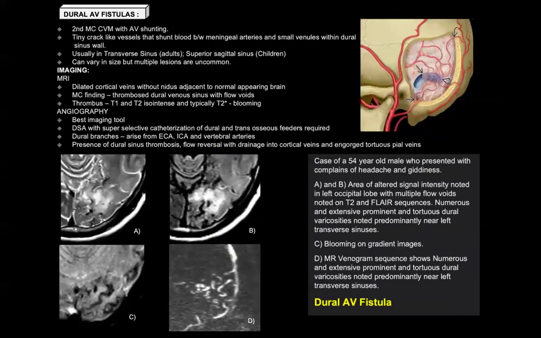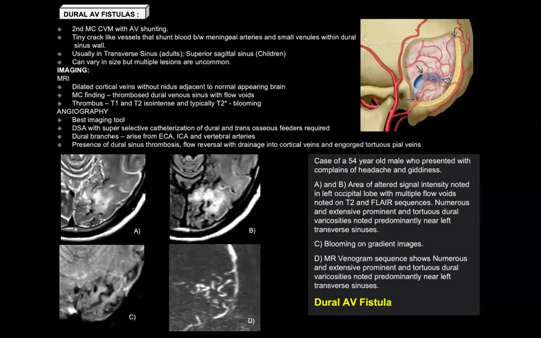Our second case was a case of a 54-year-old male who presented with complaints of headache and giddiness, and imaging showed an area of altered signal intensity in the left occipital lobe with multiple flow voids noted on T2 and FLAIR sequences. GRE sequences showed blooming, and MR venogram showed numerous and extensive prominent and tortuous dural varicosities predominantly near the left transverse sinus. This was a case of a dural AV fistula, which is the second most common CVM with AV shunting.